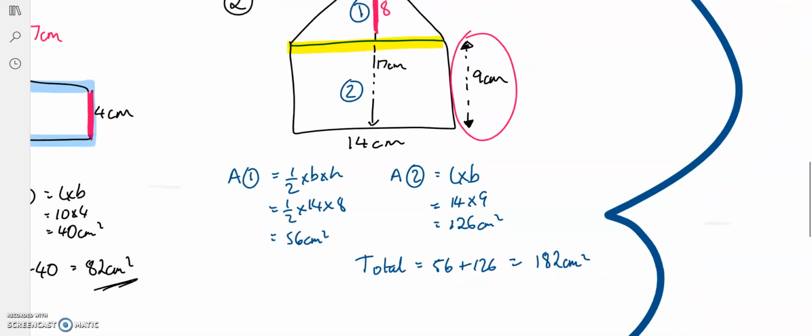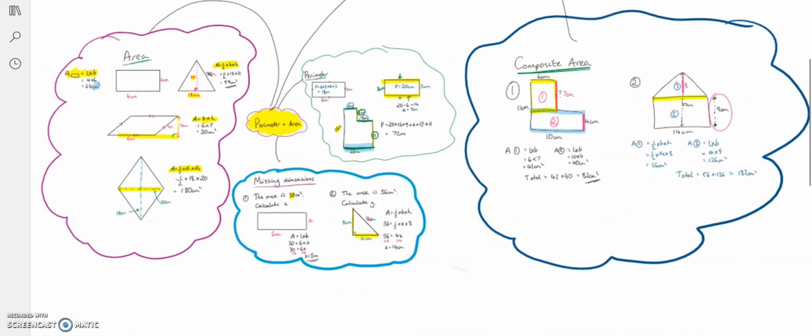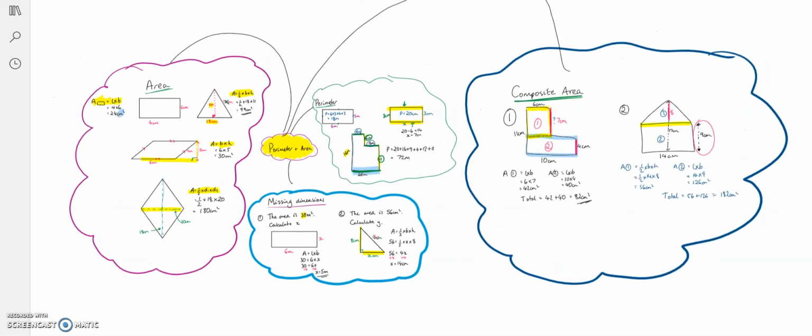centimetres squared. Okay, so that's a very quick run through of all the topics that could come up in perimeter and area. Hopefully that was helpful.